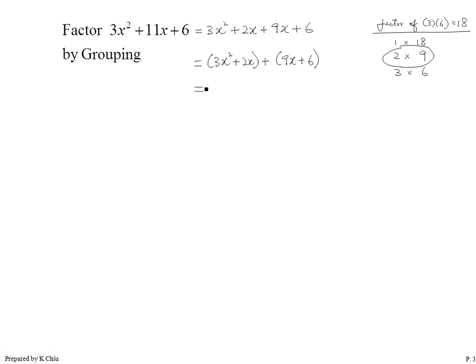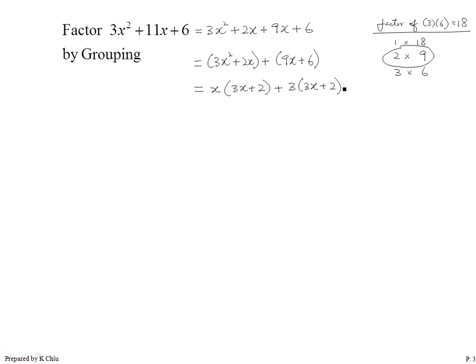And then from the first group, you factor out the x, and then you got x times 3x plus 2 plus 9x plus 6. They do have something in common. What do they have in common? 3. So I factor out the 3. So I have 3x plus 2 left.